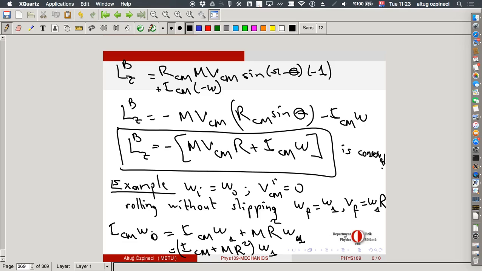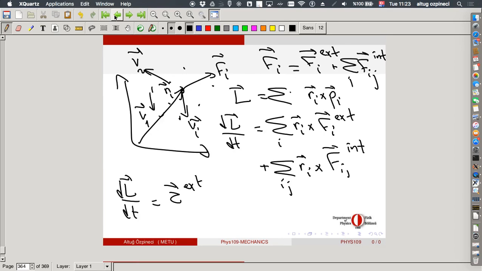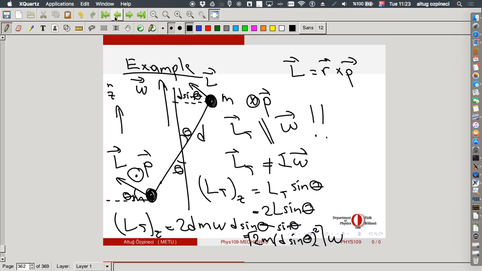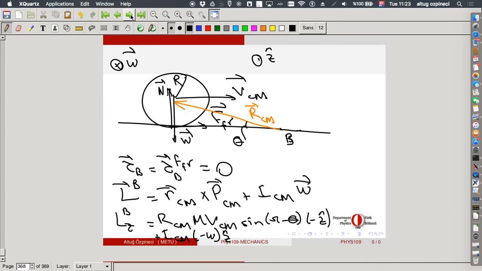Now, any questions? Oh, this one. No, let's leave it for later. First, if you have any questions about this rolling without slipping example and the conservation of angular momentum.